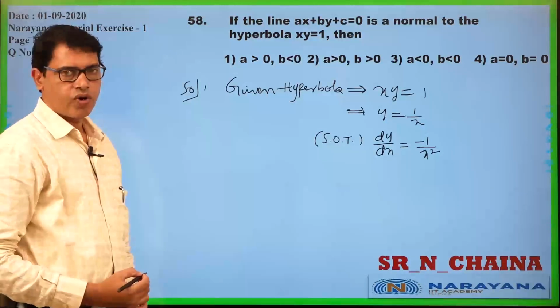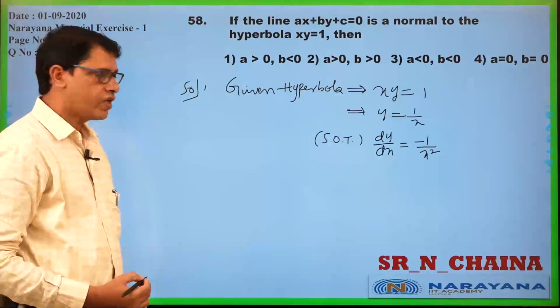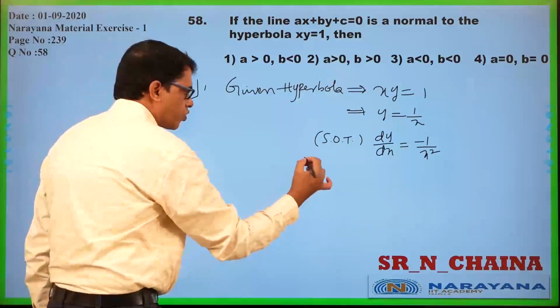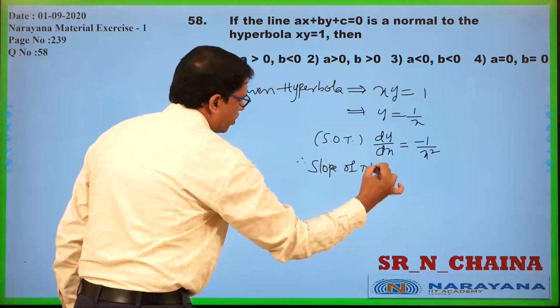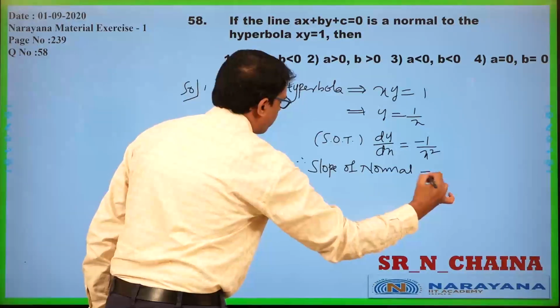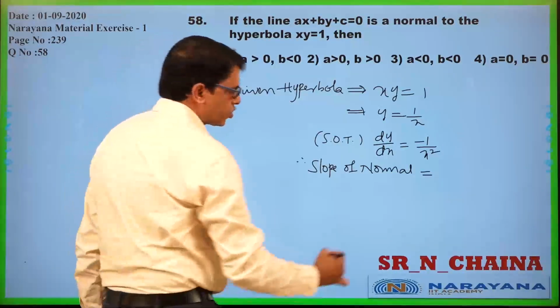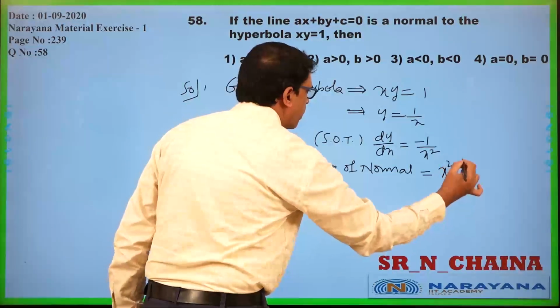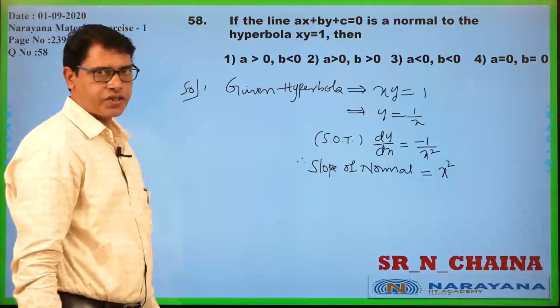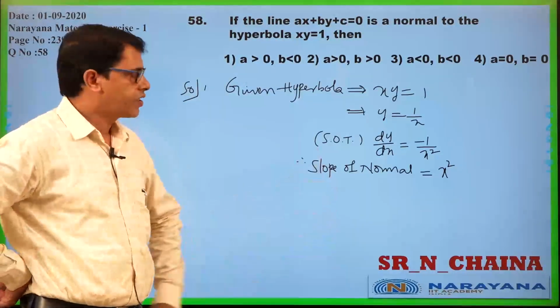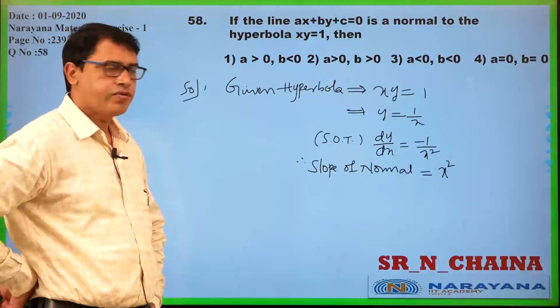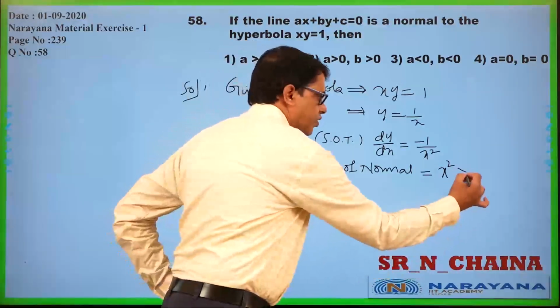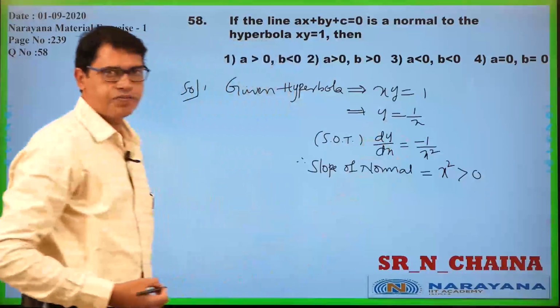Okay. So the slope of the tangent is minus 1 by x square. Obviously, therefore, the slope of the normal is the reciprocal of this one with the opposite sign. So the slope of the normal will be x square. Am I right? So the slope of the normal is x square. Obviously x square is always positive, which implies x square is greater than 0.